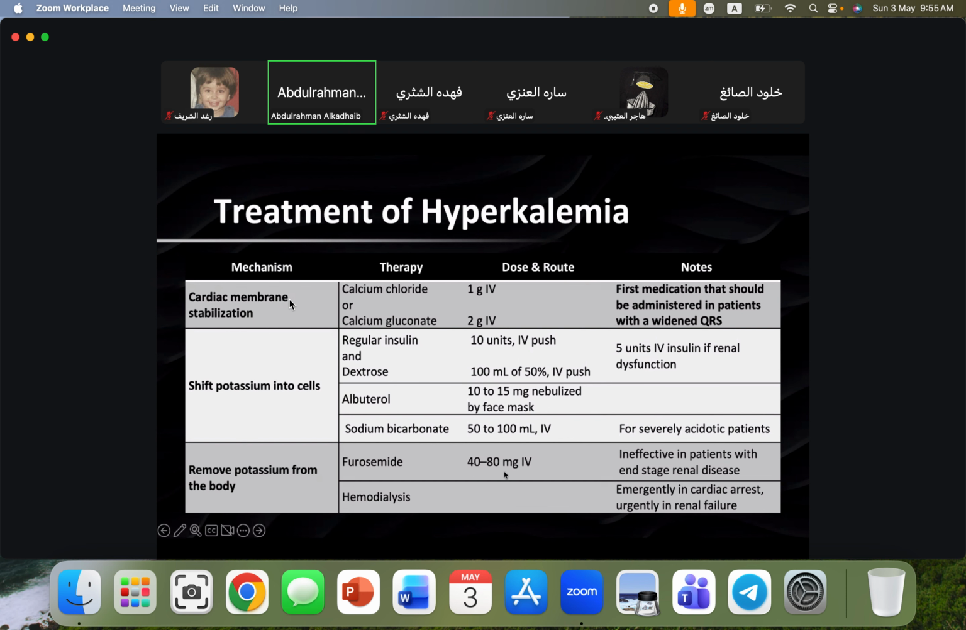If the patient is known to have end-stage renal disease and, for example, missed dialysis, in addition to those treatment lines, we can initiate hemodialysis in the emergency department. And in cases where the patient went into cardiac arrest, we can also start hemodialysis while we resuscitate the patient with CPR.